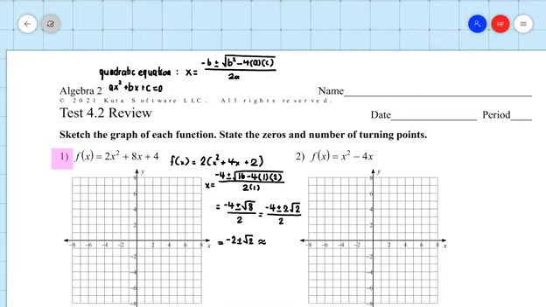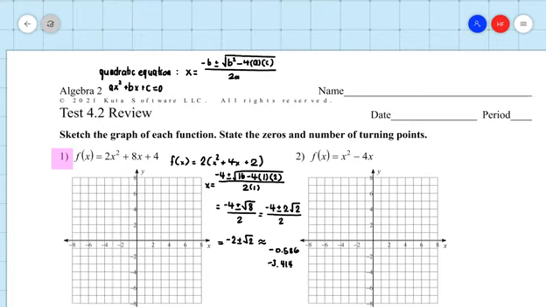And so I am going to approximate that just so I can get the zeros. Negative 2 plus the square root of 2 is approximately negative 0.586, and then negative 2 minus the square root of 2 is approximately negative 3.414. And so I just got that from putting it into the calculator.